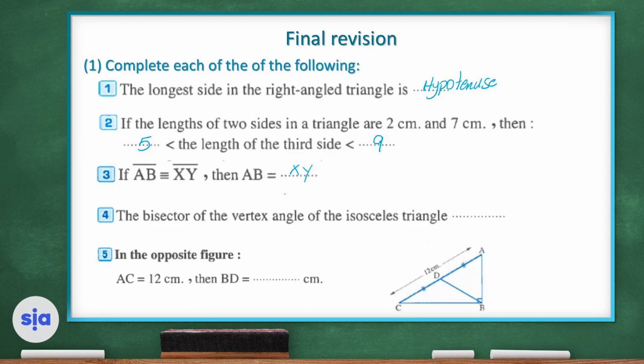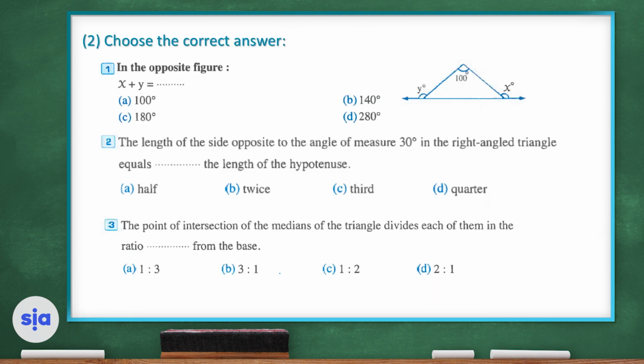Question 4. The bisector of the vertex angle of the isosceles triangle is perpendicular to the base and bisected, or we can say it's also the axis of symmetry of it. Question number 5. In the opposite figure, if AC is 12 centimeters, then BD is half the 12 centimeters, which is 6 centimeters long. Question 2 is to choose the correct answer.